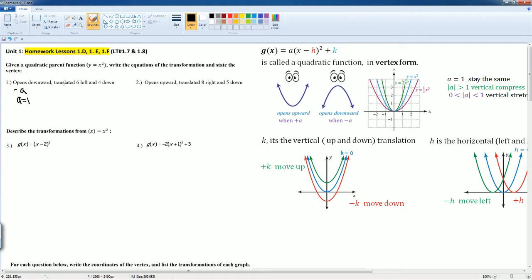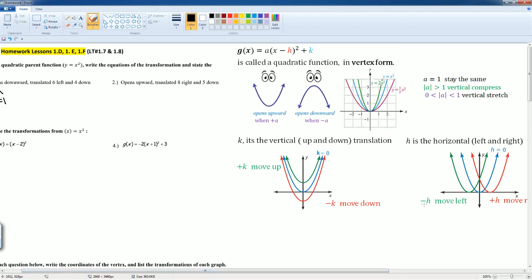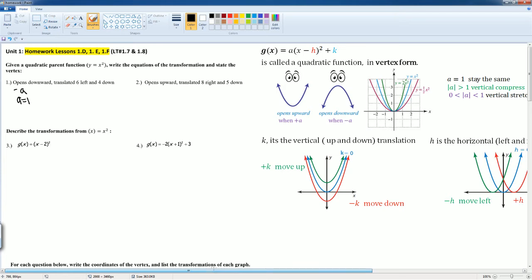Next, it says to translate 6 to the left. Left is referred to your horizontal shift, and that is when h is negative. So your h is going to be negative 6. Then your 4 down, that is your k value. So k is going to be equal to negative 4.